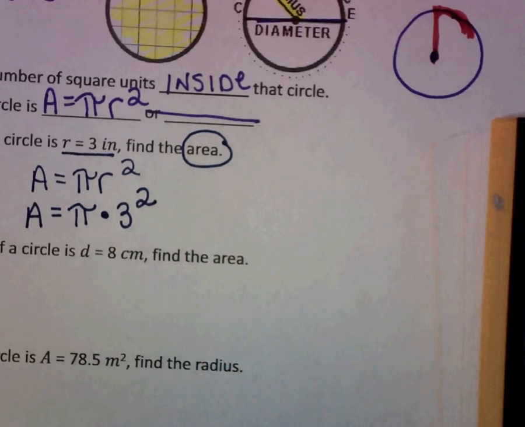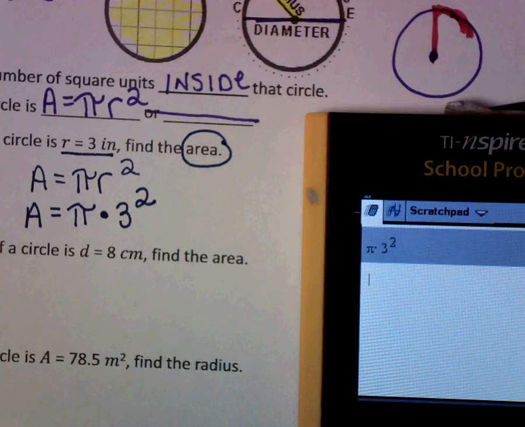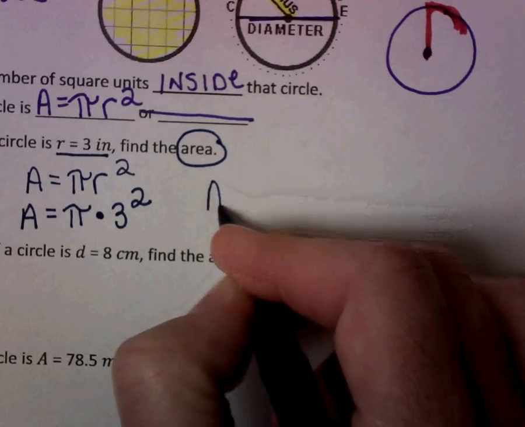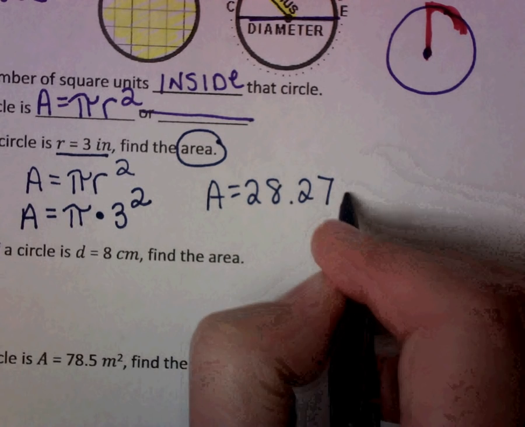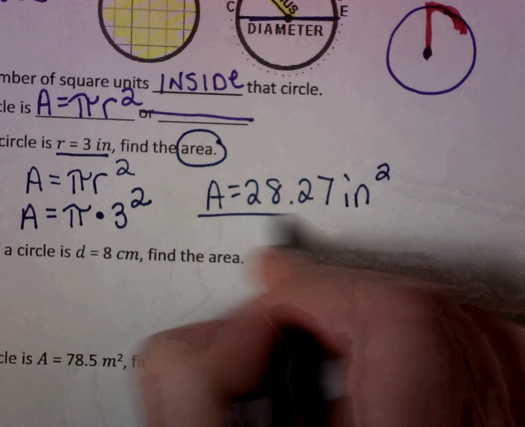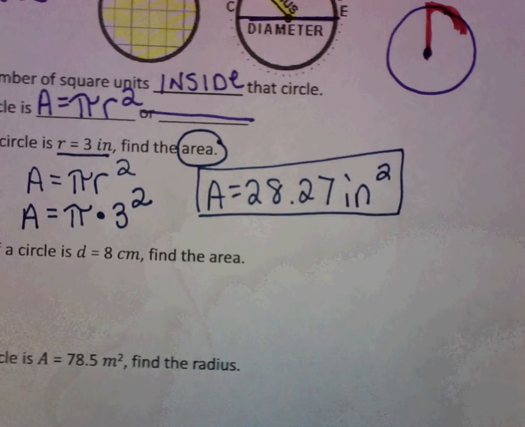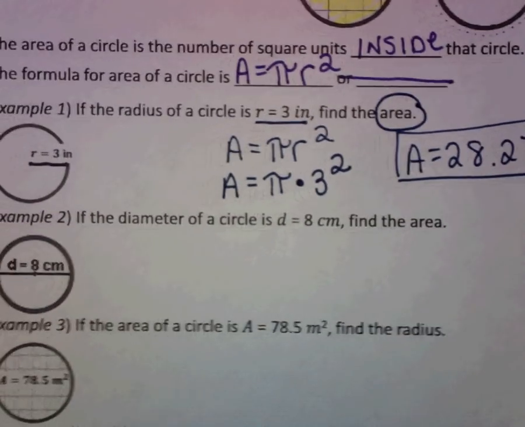So I'm going to round that to the nearest hundredth. And so the area is equal to 28.27 inches squared. Remember, we've already talked about that area is squared. Okay, let's look at the next one.